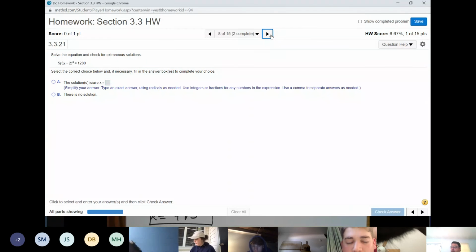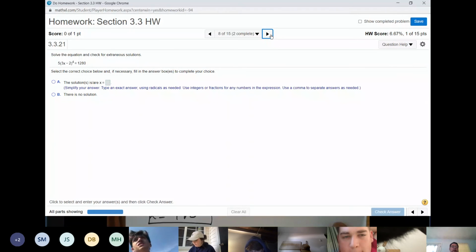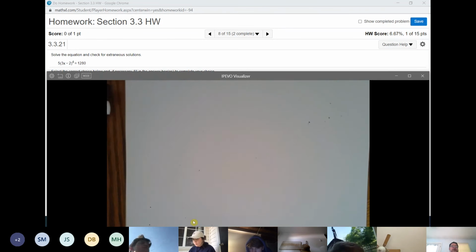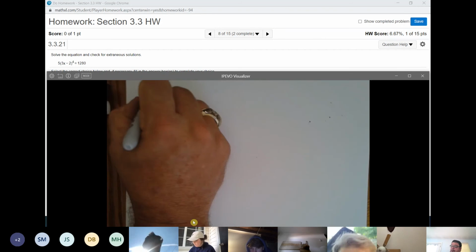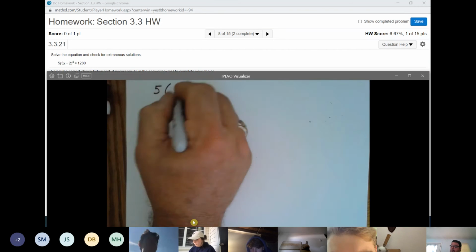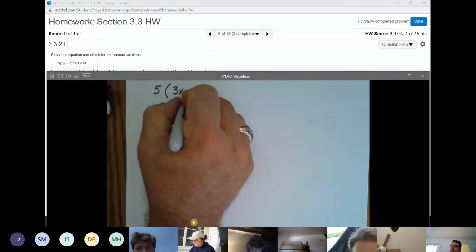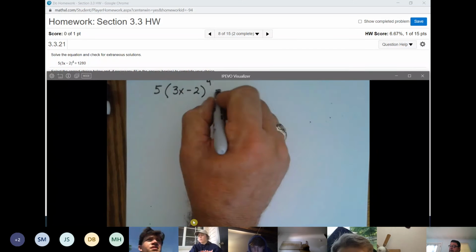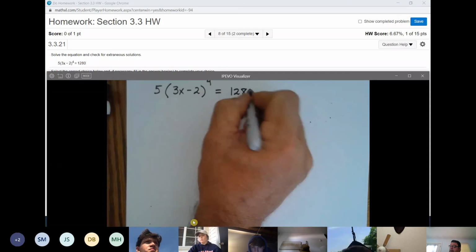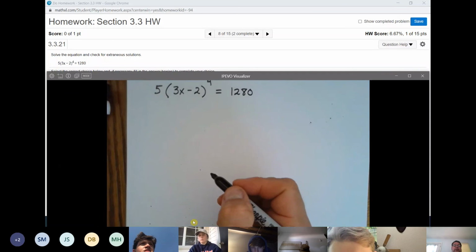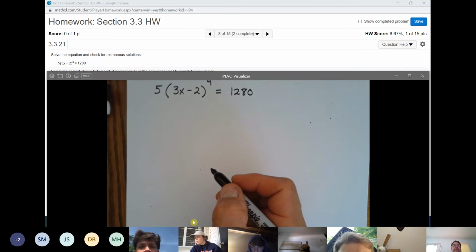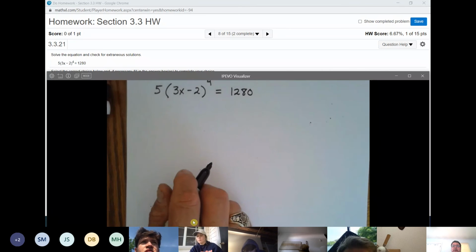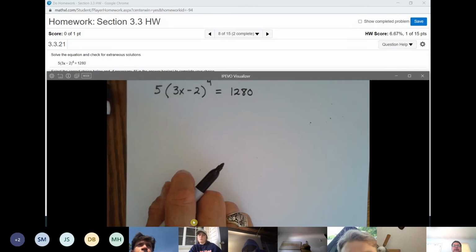Okay, here's one. 5 times (3x - 2) to the 4th power is equal to 1280. Now remember, I told you these were probably going to be pretty simple to you because, like I said, they're just powers.